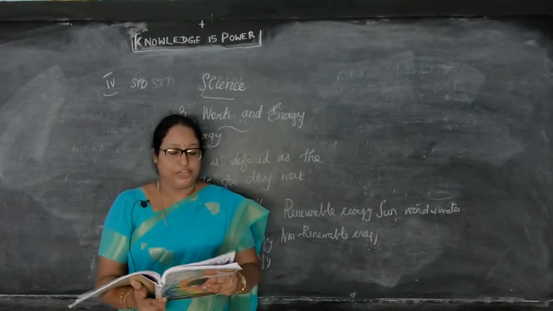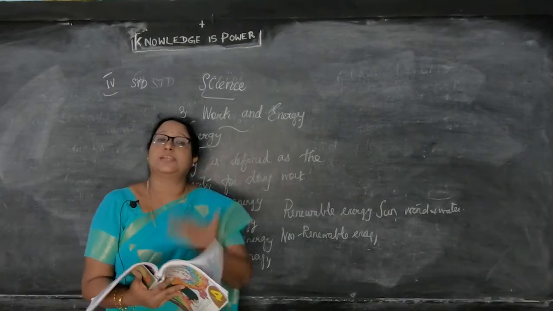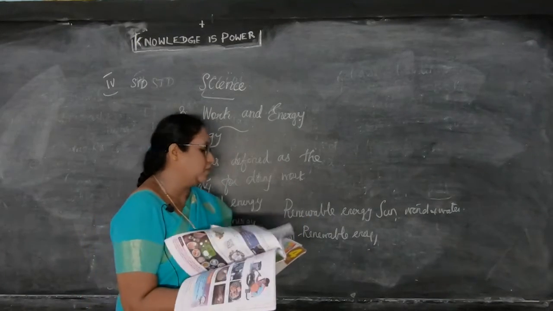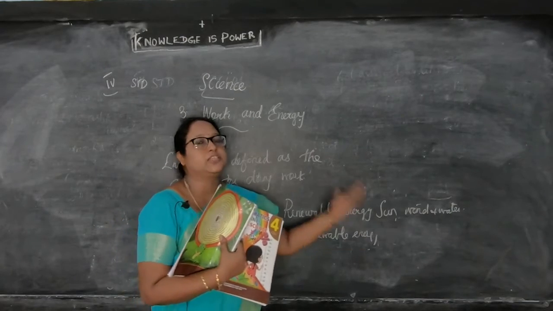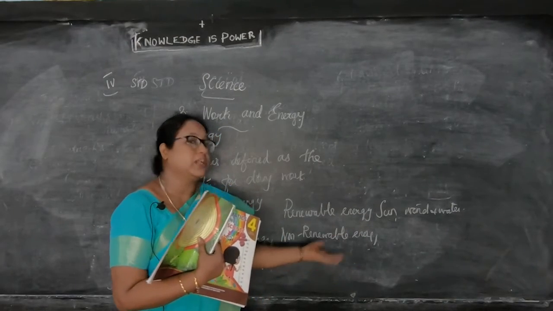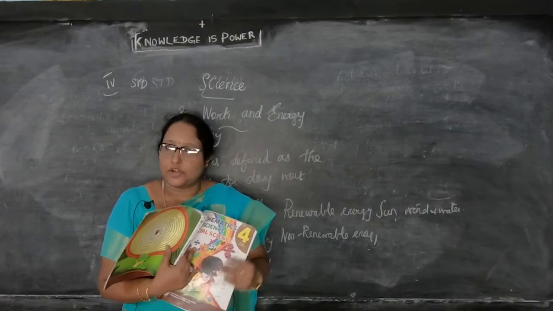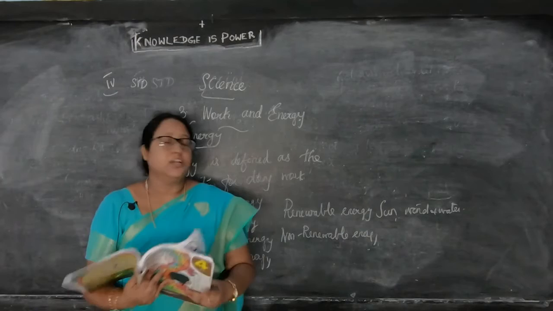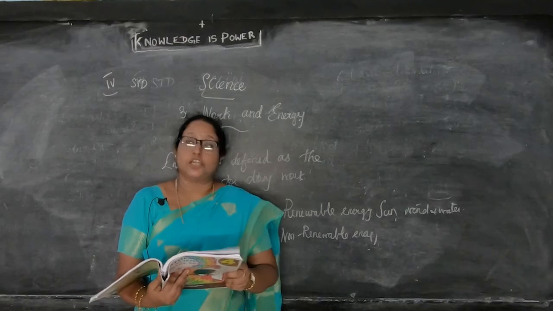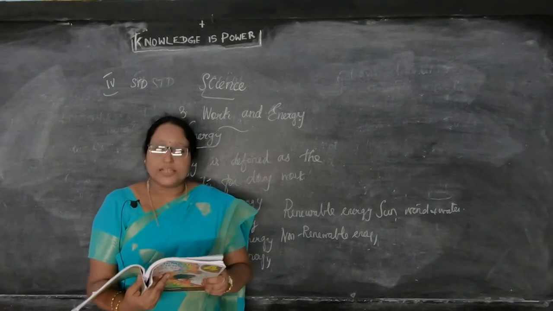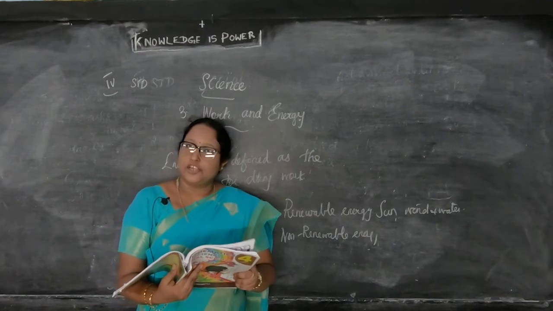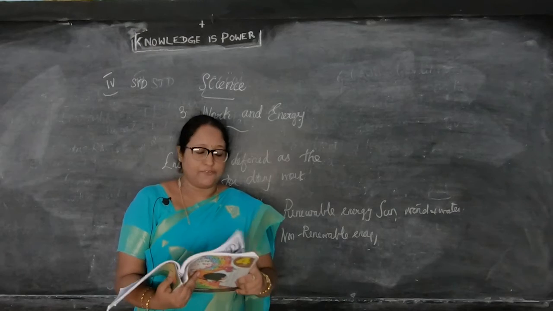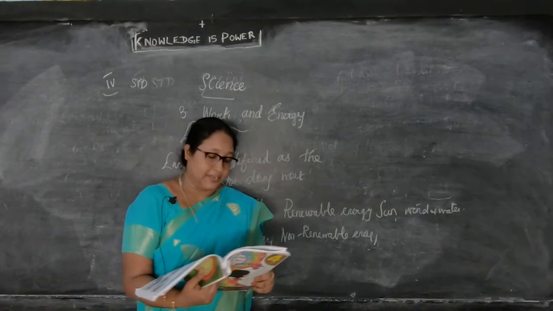Next is non-renewable. Non-renewable means we cannot easily replace it. For example, I said the sun and wind are always available to us again. But non-renewable resources are not easily replaced once used, and they are called non-renewable resources. Once it is used, it cannot be replaced once again. For example, petrol, coal and natural gas.